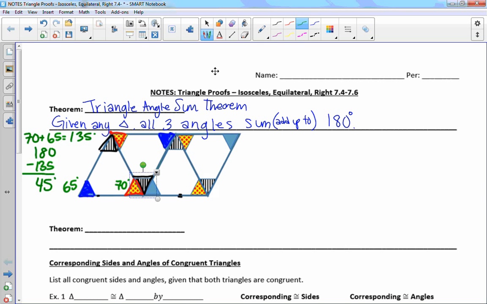Would the other black striped angle also be 45 degrees? We can prove it. How do we know it's 45 degrees?